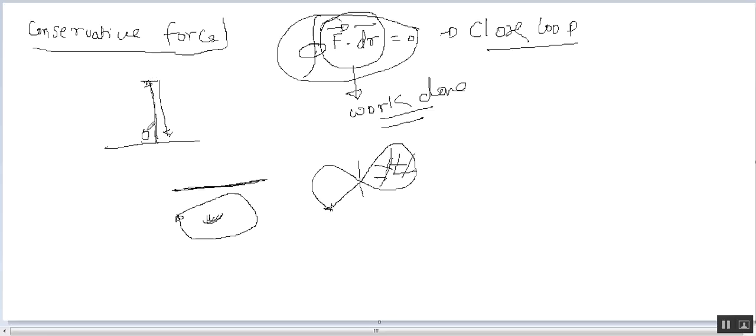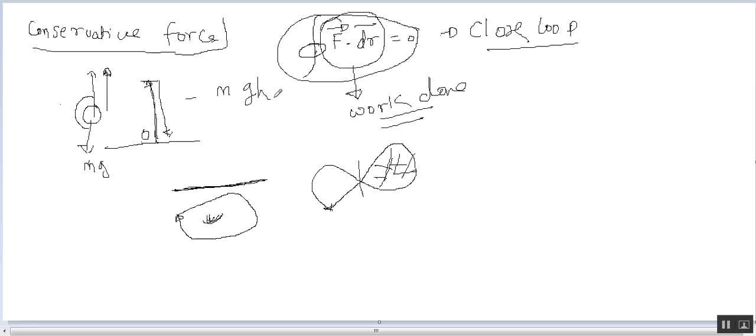When I throw a ball, let me draw the free body diagram of this ball. In air there is only one force, just neglect the force due to air resistance. This is the mg. And what is the displacement? Displacement is taken in this direction. So what is the work done here? Work done will be negative. This is a constant force, so work done will be minus mgh.